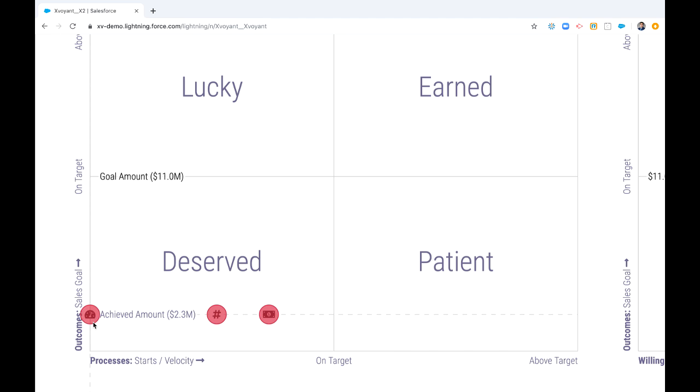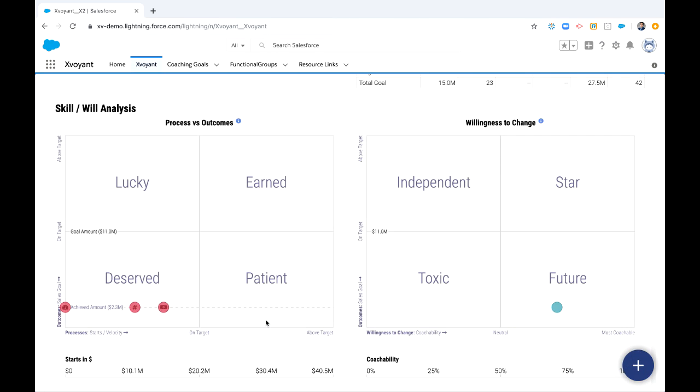This is saying that their velocity right now is not very strong. That's why they find themselves on the left side. Next, they don't have enough opportunities in their pipeline to accomplish their goal. So again, they are on the left side of the vertical line. And lastly, when I look at dollar size, the deals that they're finding are not big enough to accomplish their sales goal. So also that process point is going to be on the left side.